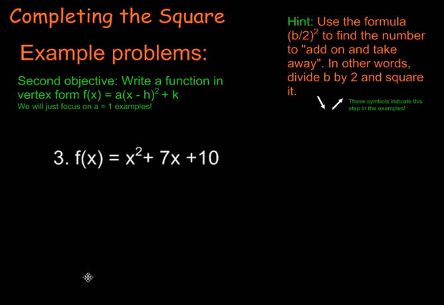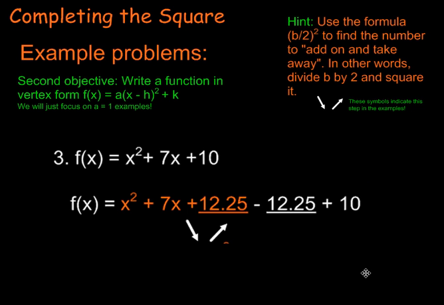Let's look at our third example. Here we put an odd number for b. So you have x squared plus 7x plus 10. It works the same way whether we have an odd number, a prime number, a composite number, a decimal, a fraction, whatever that middle term might be. We do the same step every time: divide by 2, square it, add that number on, take that number away, and write it in vertex form.